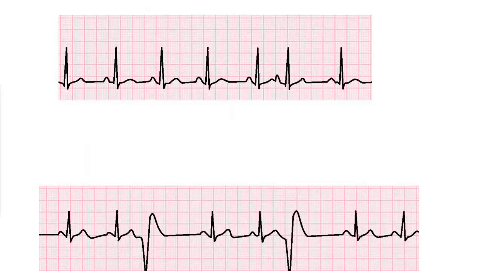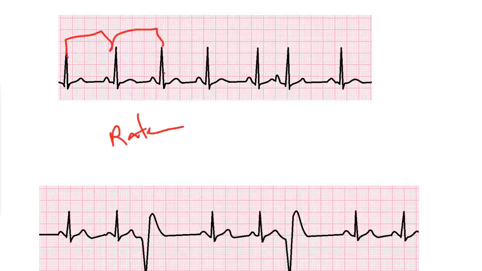All right, next, what do we have here? So like I said, first we start with the rate, rhythm, and so on. What's the rate in this patient? So how many boxes away? So we can see 1, 2, 3, about 4 boxes is each heart rate away. So 300 divided by 4 is equal to 75 beats per minute. Normal is 60 to 100. So this patient has a normal heart rate.